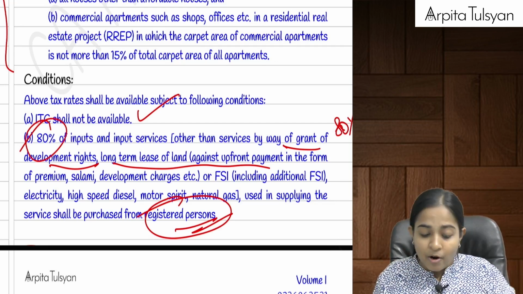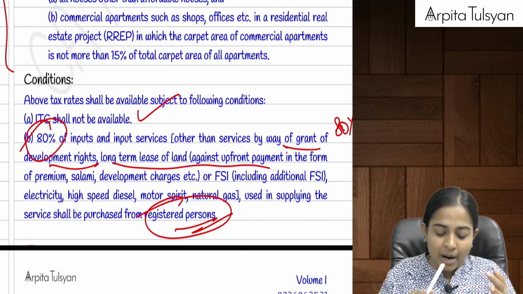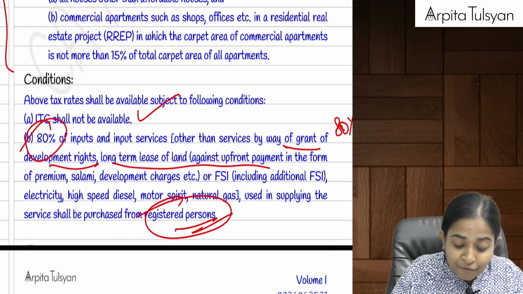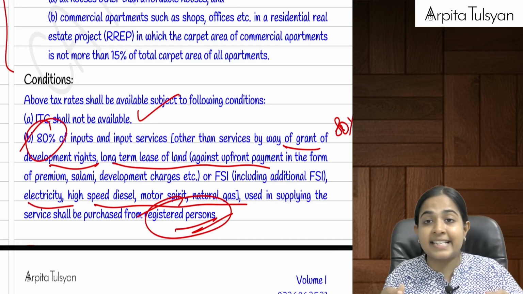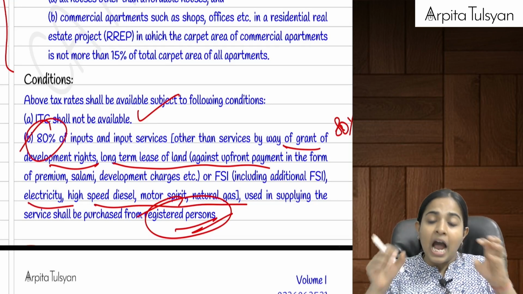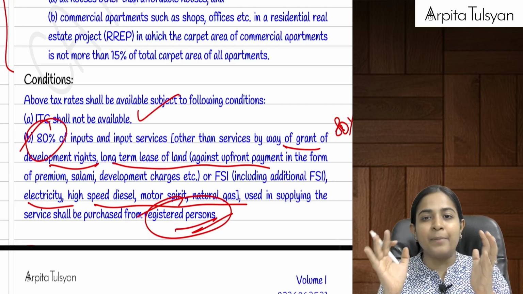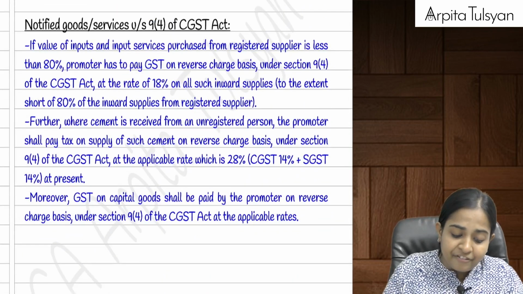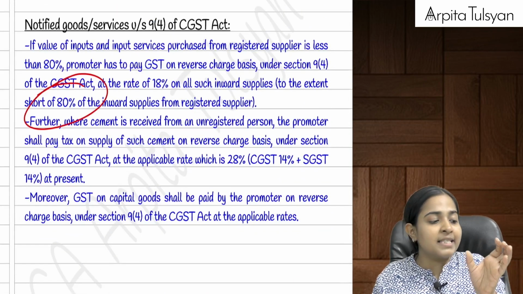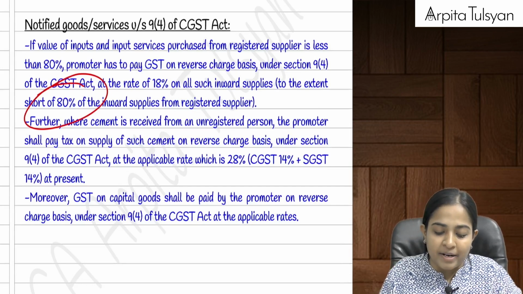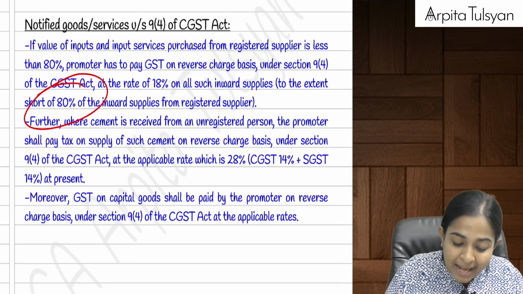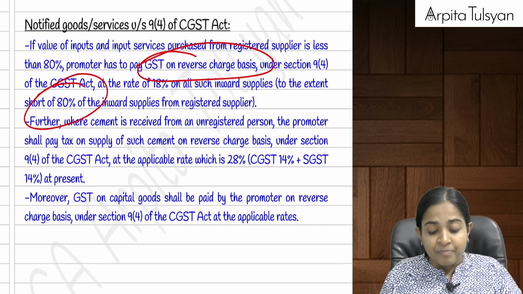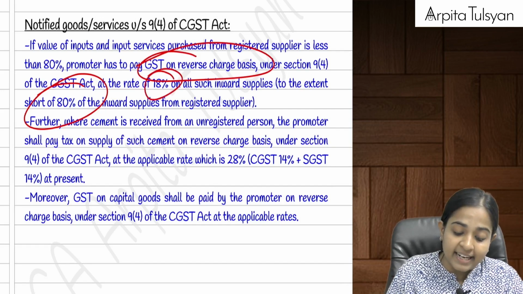That is okay. Apart from FSI, apart from TDRs, apart from your long-term lease, apart from electricity, diesel, etc., which are not at all under the purview of GST, whatever are your inputs and input services, 80% of it should be purchased from a registered person. If there is a shortfall, that is, if let's say 75% is purchased from a registered person, then on the shortfall, that is the balance 5%, the builder is required to pay GST on reverse charge basis. And that GST will be paid at the rate of 18%.